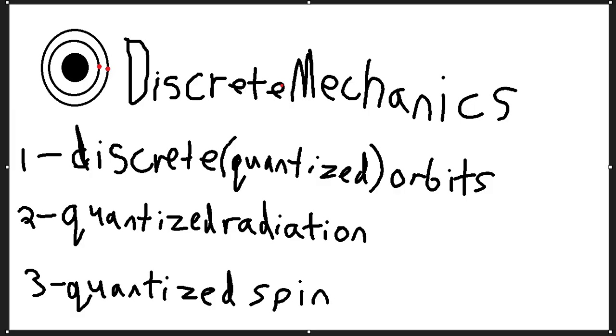So, the focus is going to mostly be on discrete or quantized orbits, and we'll get into that in a minute. The next step would be on quantized radiation. And last bit, we'll talk about some quantized spin, and I plan on adding a few extra examples to elaborate things at the end of each section. But let's get into it.